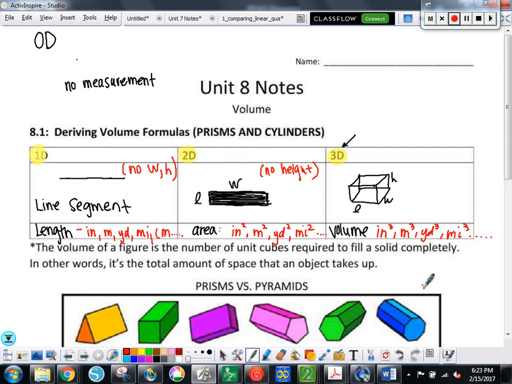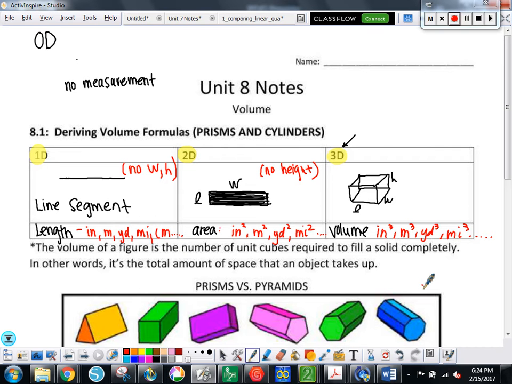Now, using the same logic, could we figure out what a 4-dimensional figure would look like? Perhaps that's a different lesson for a different day, but that would be something interesting to explore. At least interesting for me. I would really like to know what a 4D object would look like.